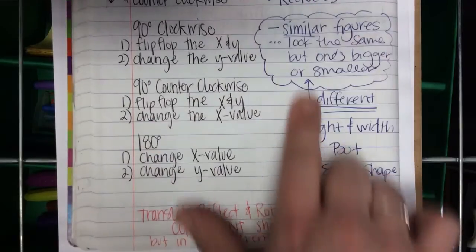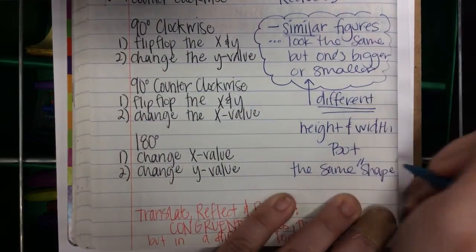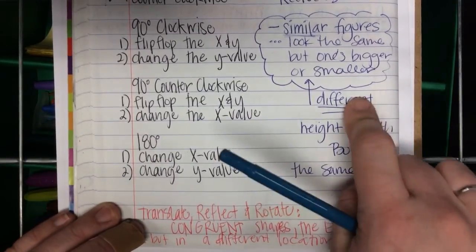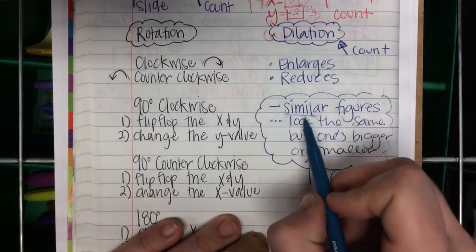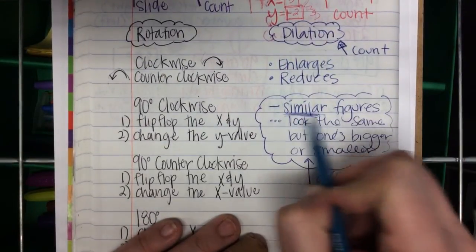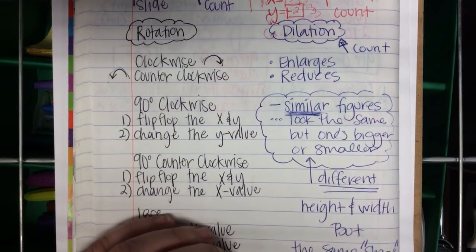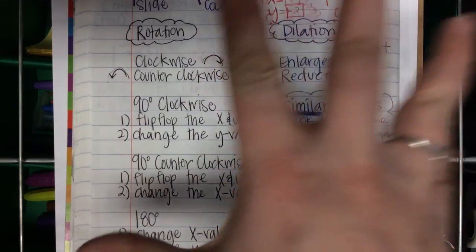Dilation makes the same shape, but the height and width are different. It enlarges it or shrinks it. Dilation makes similar figures. They're not exactly the same. They're close. It's just increased or decreased.